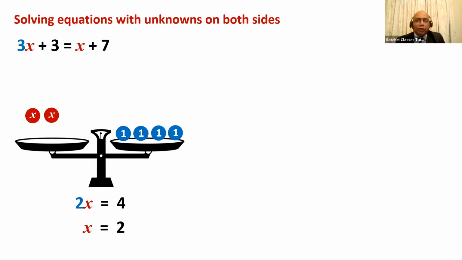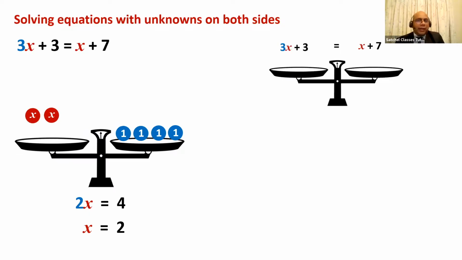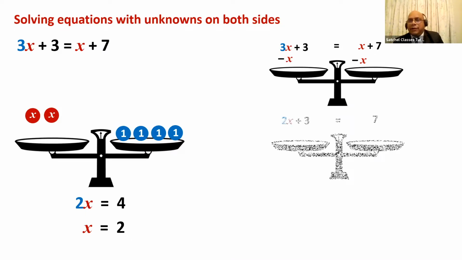Now, how do we do that mathematically is the big question. So we start with 3x plus 3 equals x plus 7, as you can see. Now, what was the first thing that we did? Remember, we removed 1x from both sides. Removing is equivalent to subtraction. So subtract 1x from both sides of the pan. We are left with 2x plus 3 on the left, and we are left with 7 on the right.